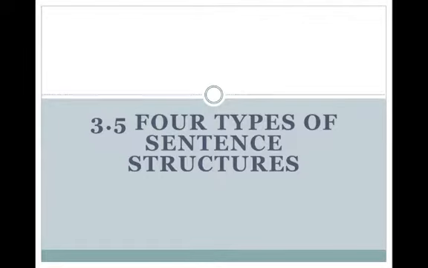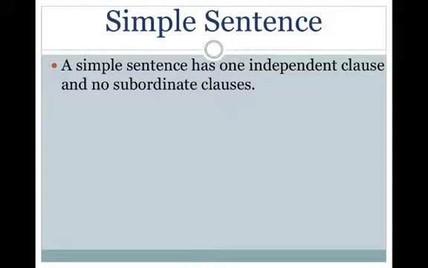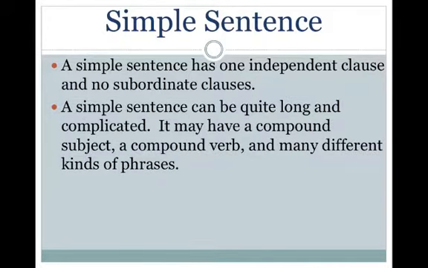Video 3.5, 4 types of sentence structures. The first type is the simple sentence. A simple sentence has one independent clause and no subordinate clauses. However, a simple sentence can be quite long and complicated. It may have a compound subject, a compound verb, and many different kinds of phrases.